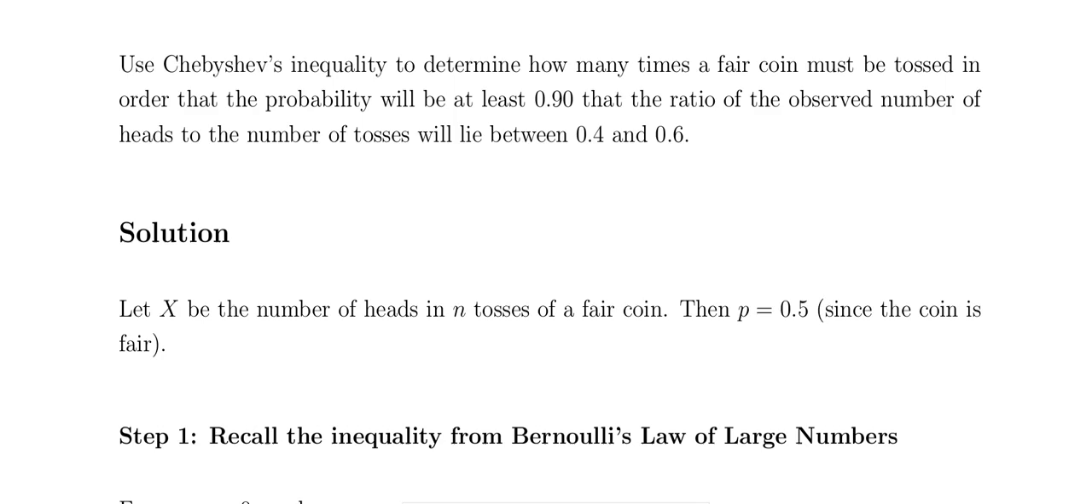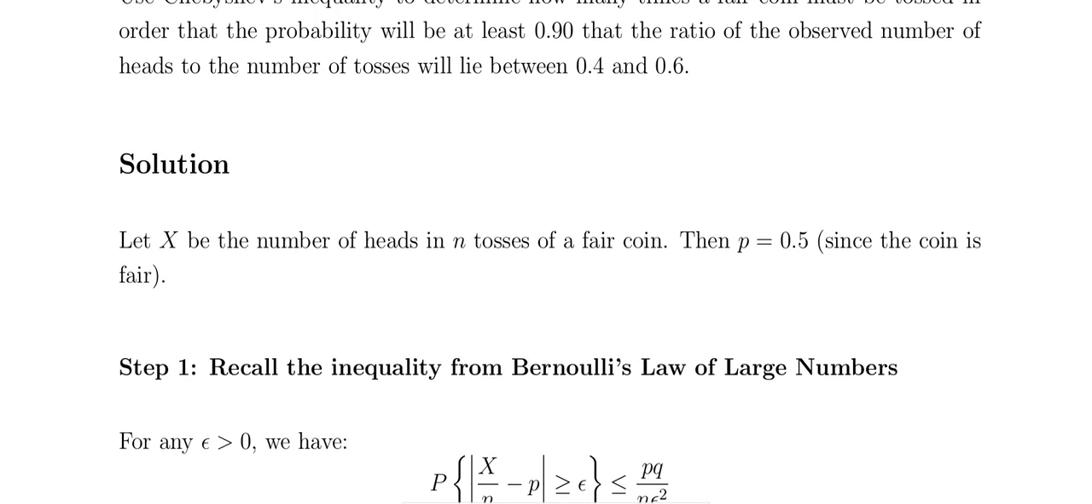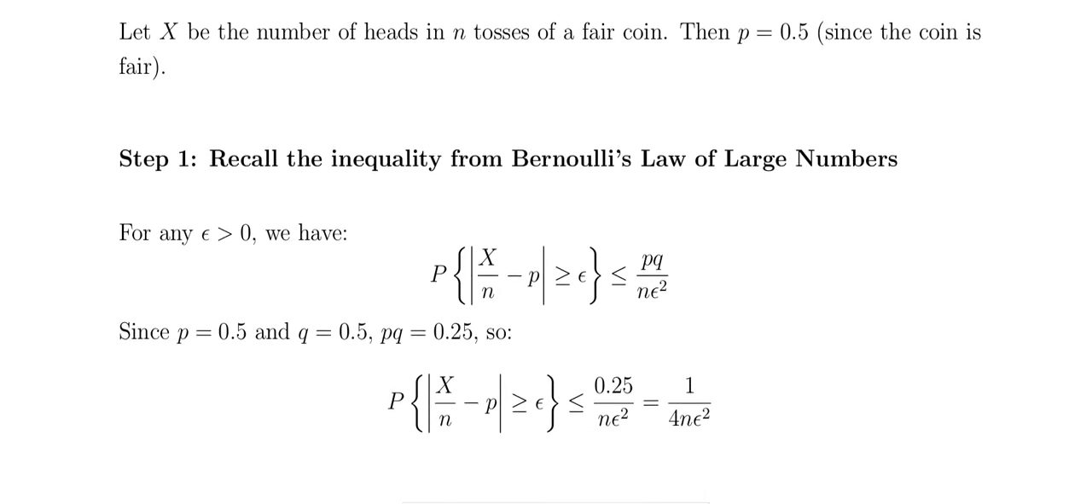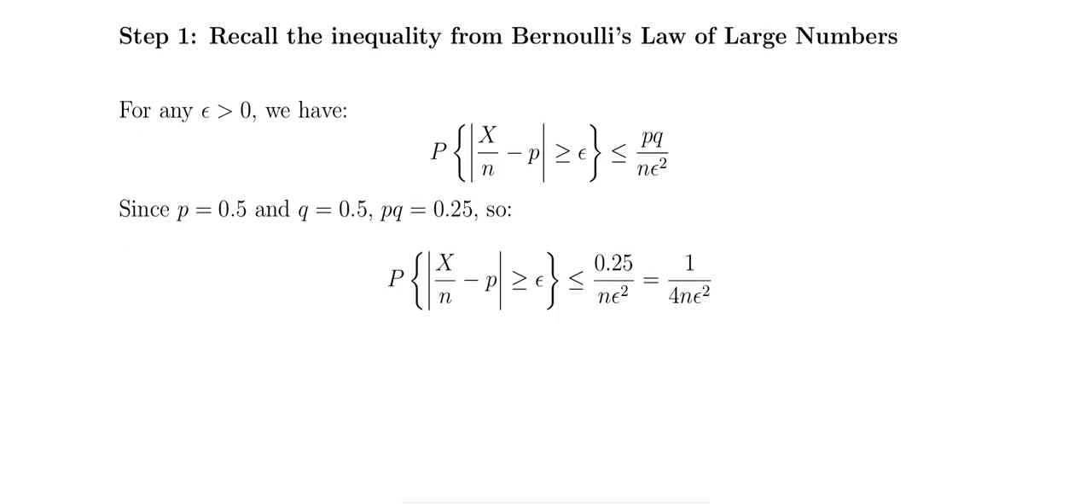So here, X is the number of heads. X is the number of heads, that is the success, in n tosses of the fair coin, where the probability is 0.5, since the coin is fair. So we recall the inequality from the Bernoulli law of large numbers, so we can skip it.